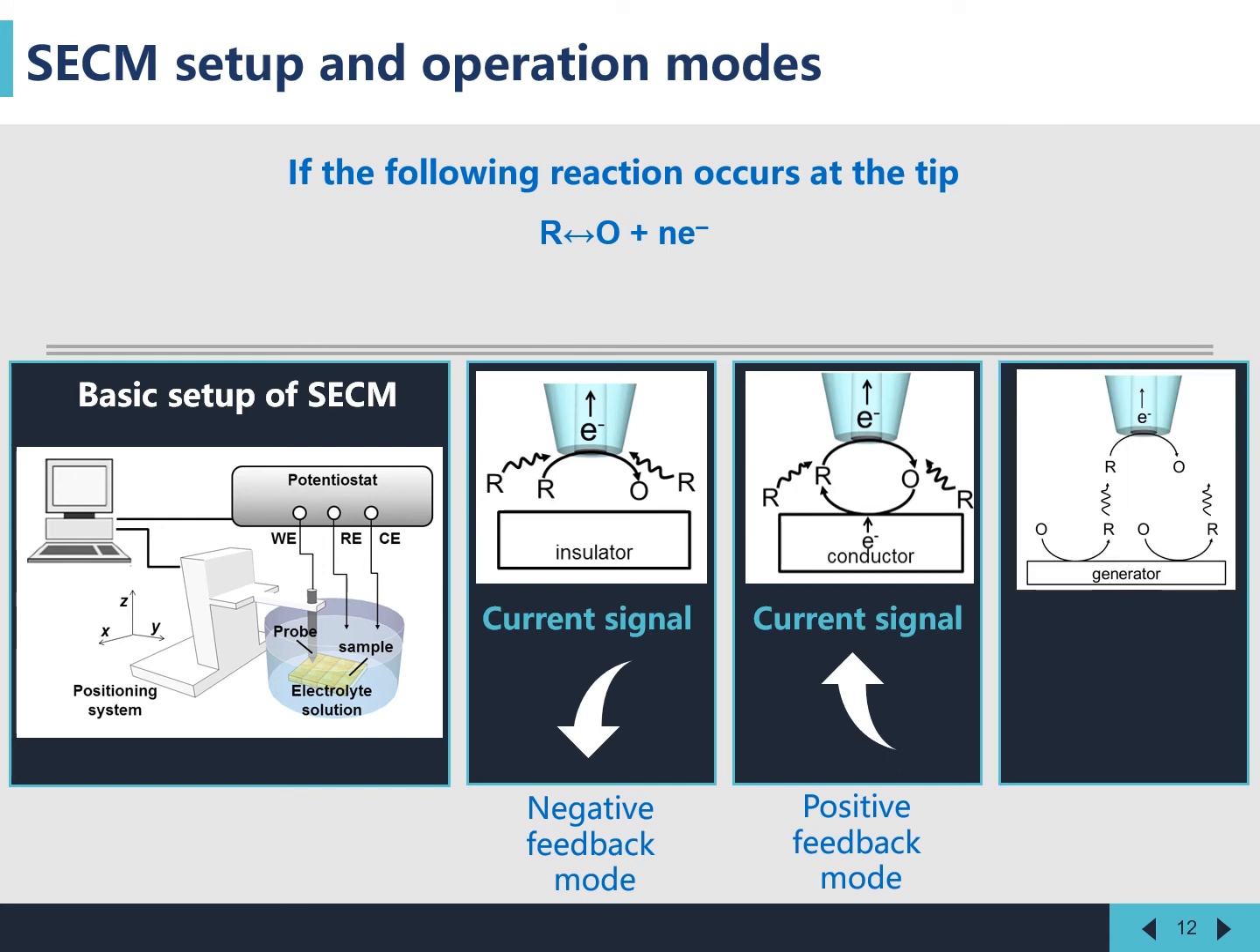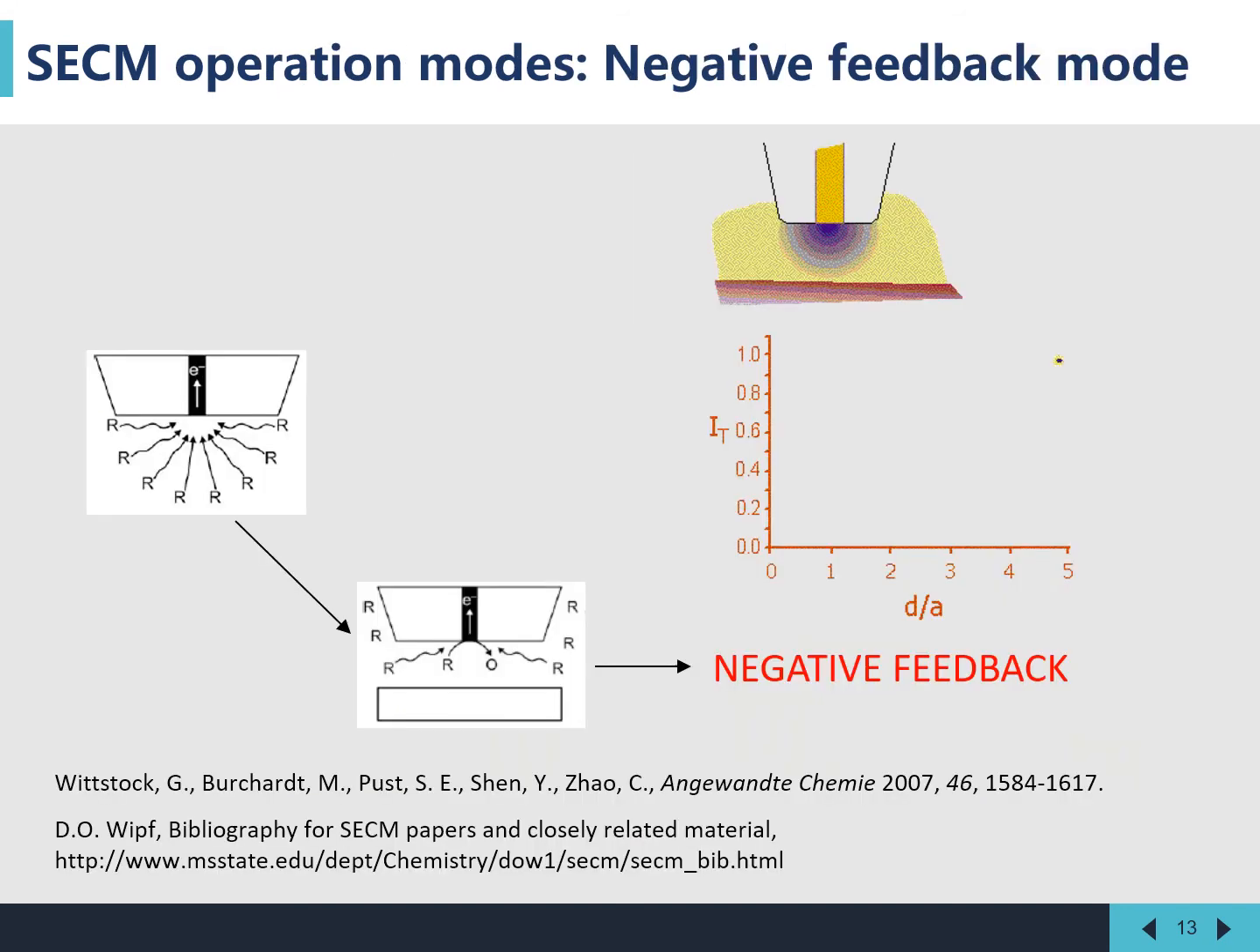In the third case, the analyte R is not present in the solution at the beginning, so the generator generates the R during this process. When the probe is approaching it, the current signal increases. This mode is called generation collection.